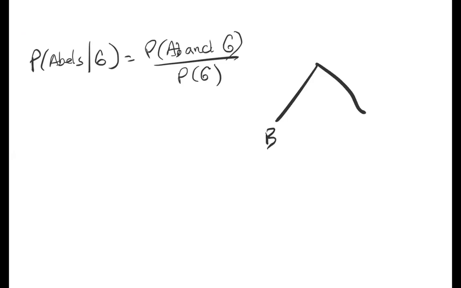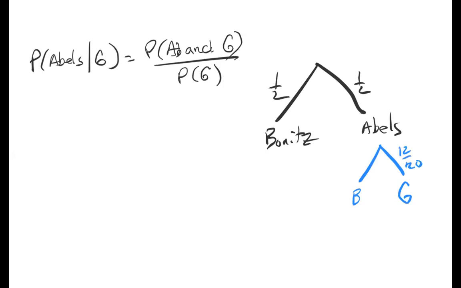Boy, or Abel's class, Bonitz's class, and Abel's class. That's 50-50, right? We talked about that. Now, if it's from Abel's class, if we go boy and girl, I think there were 12 out of the 20 were girls and 8 out of the 20 were boys. And for Bonitz's class, if we keep that consistent, boy and girl here, 15 out of the 25, is that right? Or no, excuse me, 10 out of the 25 were girls, 15 out of the 25 were boys.